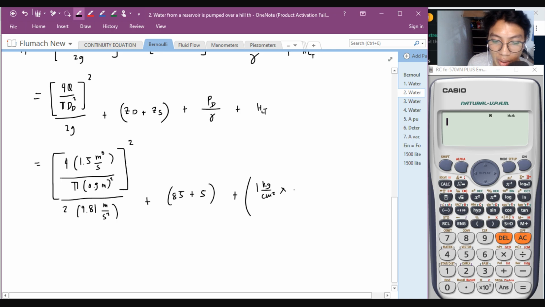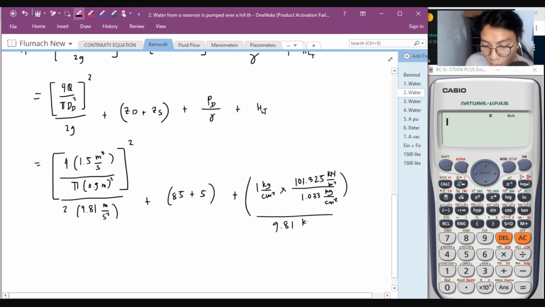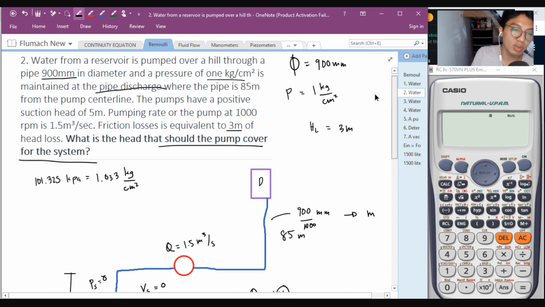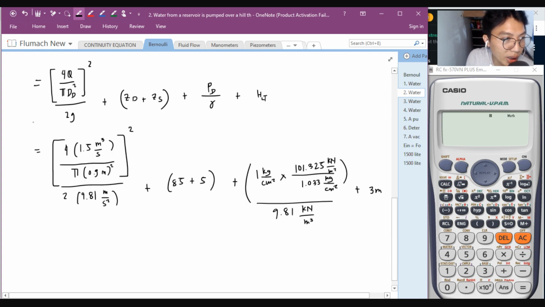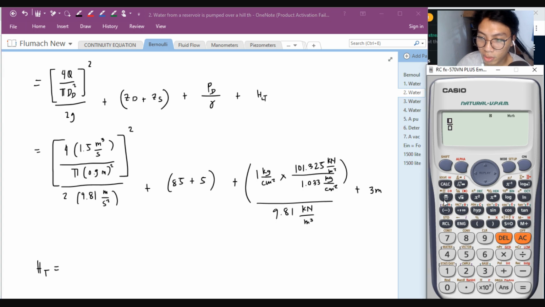You multiply it with yung conversion factor niya, 101.325 kilonewton per meter squared or kPa divide by 1.033 kilogram per cm squared. Okay? Divided by gamma 9.81 kilonewton per meter cube. Meron pang head total. Binigay yung head total dyan. Head loss total equivalent to 3 meters. So we can calculate all the value for the head total. So head total now will be, yan yung hahabulin ng pump mo.